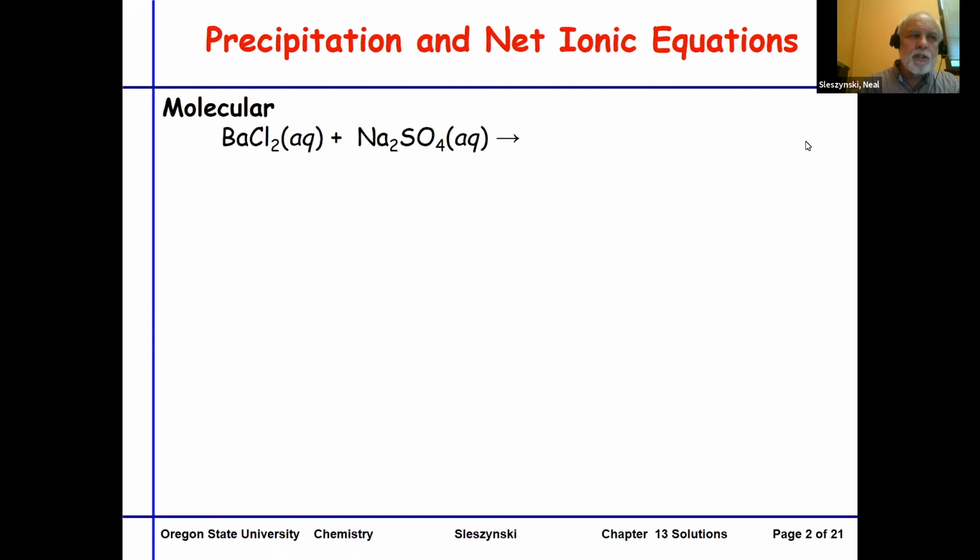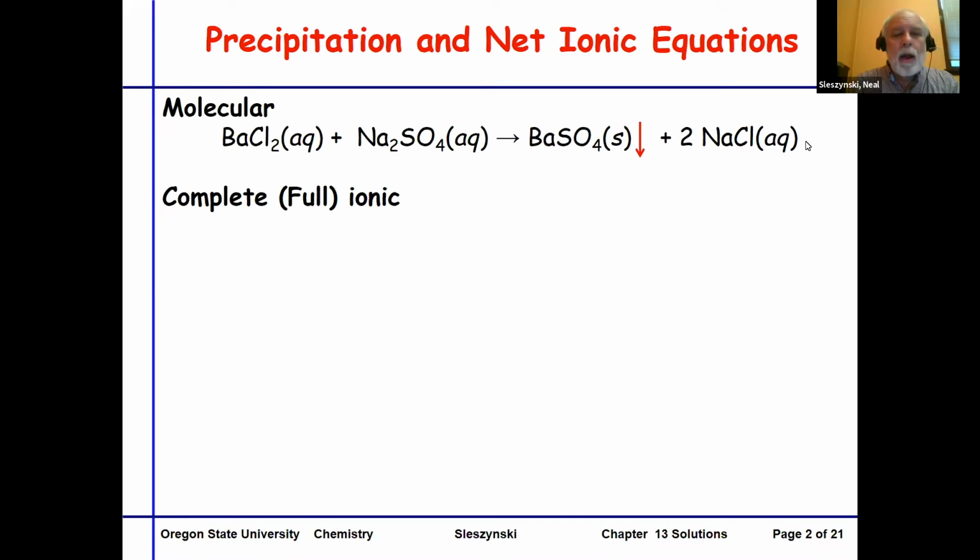If we mix those two solutions together, we end up producing barium sulfate in the solid phase, indicating that barium sulfate is insoluble in our water solution. And also produce sodium chloride, again with (aq) after that, indicating that sodium chloride in fact is soluble in water. Oftentimes, many of us will also emphasize the fact that we've produced a solid material which will precipitate out of solution by putting a little down arrow showing that that material comes out of solution. So that's the molecular balanced equation.